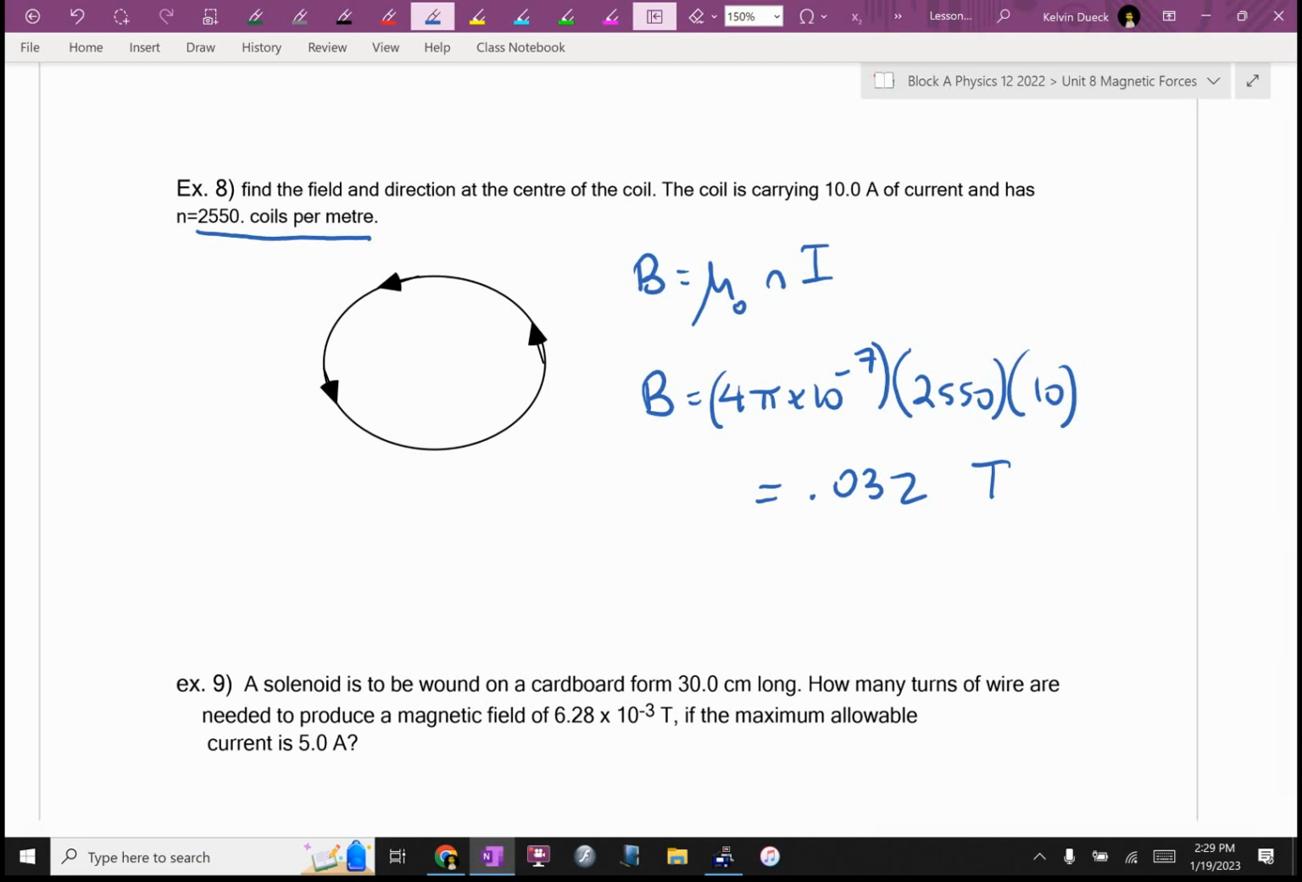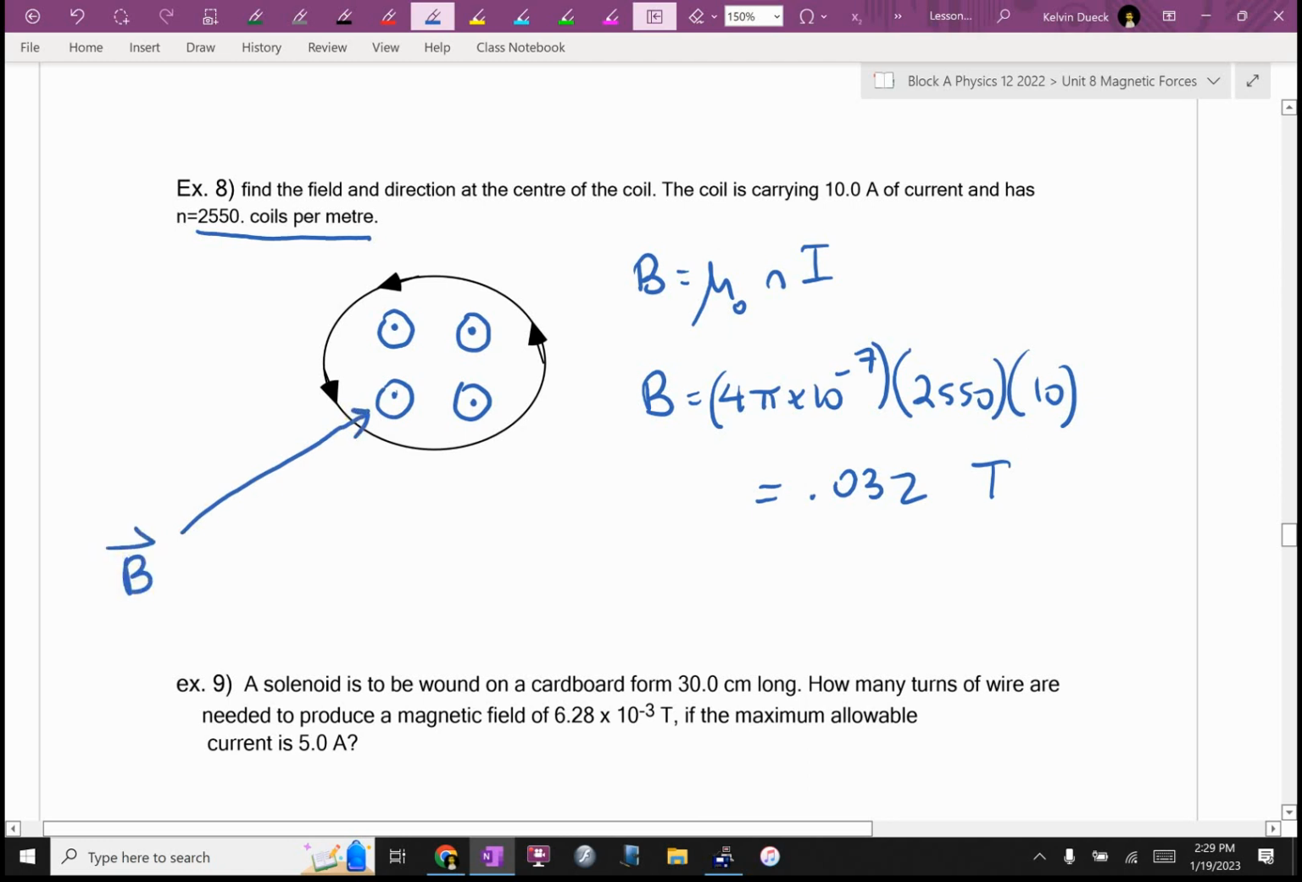Is the magnetic field coming out of the page towards us or into the page away from us? Out of the page towards us. How can I show out of the page? What's my abbreviation? There's the direction of the magnetic field.